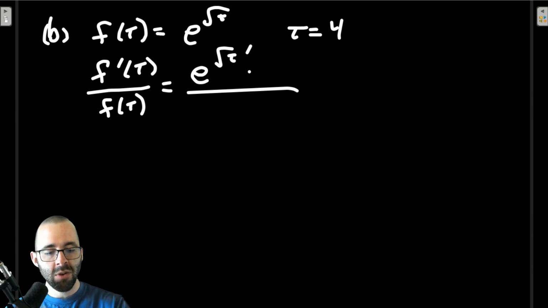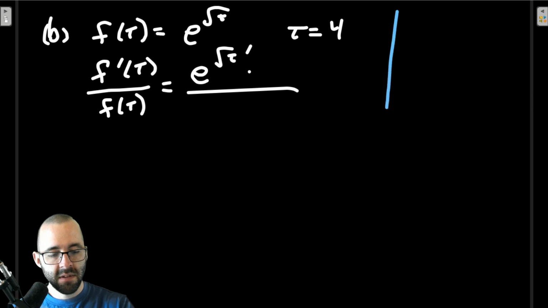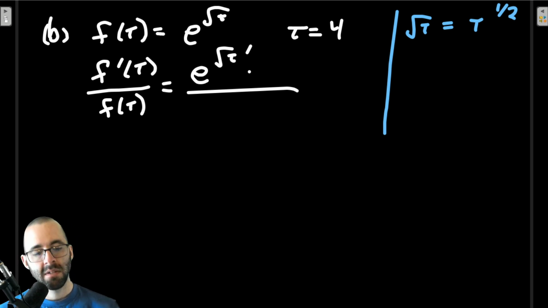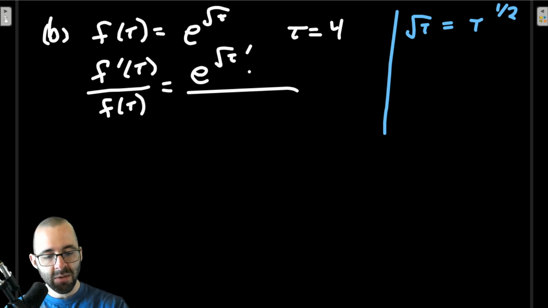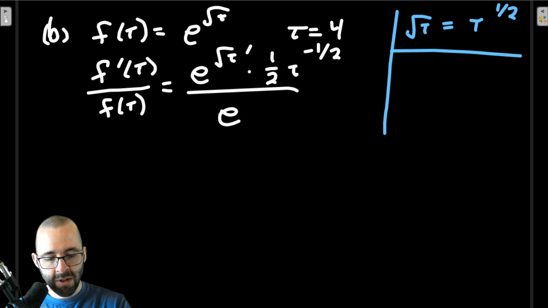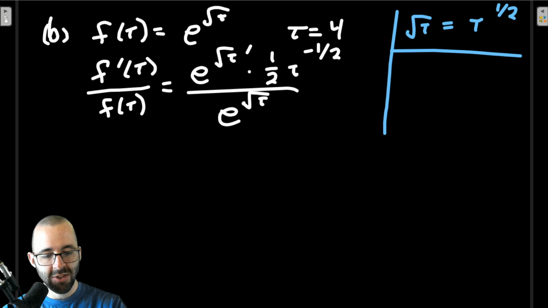If this exponent is not just a t, we have to multiply by the derivative of the inside. So we're going to multiply by the derivative of the square root of t. And remember, right, square root has an exponent of 1/2. So to take the derivative of this, we use the power rule. Bring down that exponent of 1/2 and subtract 1 from the exponent. Gives us this. Looking a little messy, but don't worry. We're dividing by the original function, and hey, we got some cancellation.